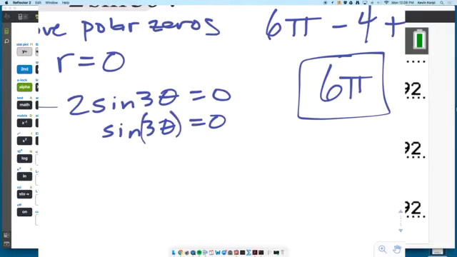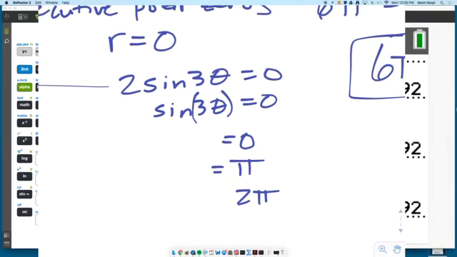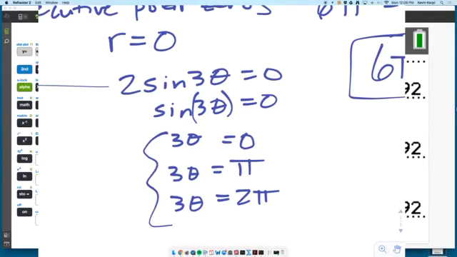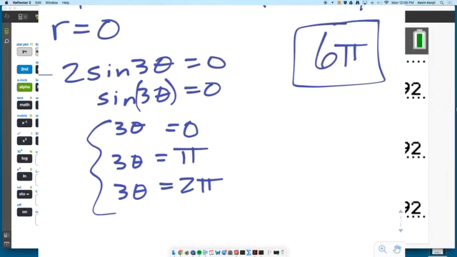Where does sine normally equal 0 if it were just sine of theta? At 0 and 2 pi and pi. Don't forget pi. So 0, pi, 2 pi, then 3 pi, 4 pi, and so on. Those, though, are not equal to theta. Those are each equal to 3 theta. It's almost like I took the inverse sine of both sides and then found the first few positive solutions. Now all I have to do to solve for theta is divide everything through by 3.